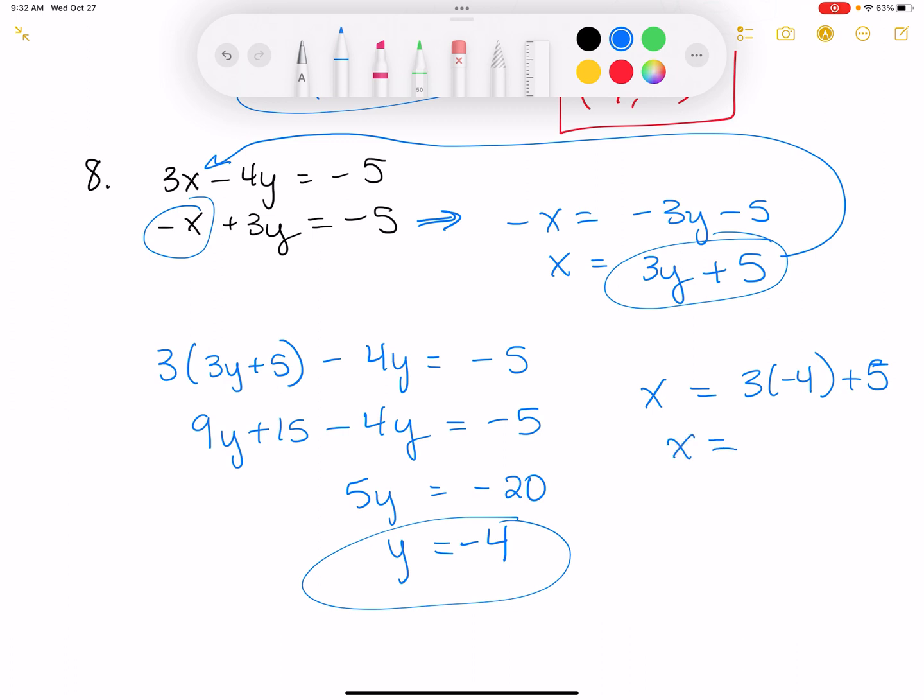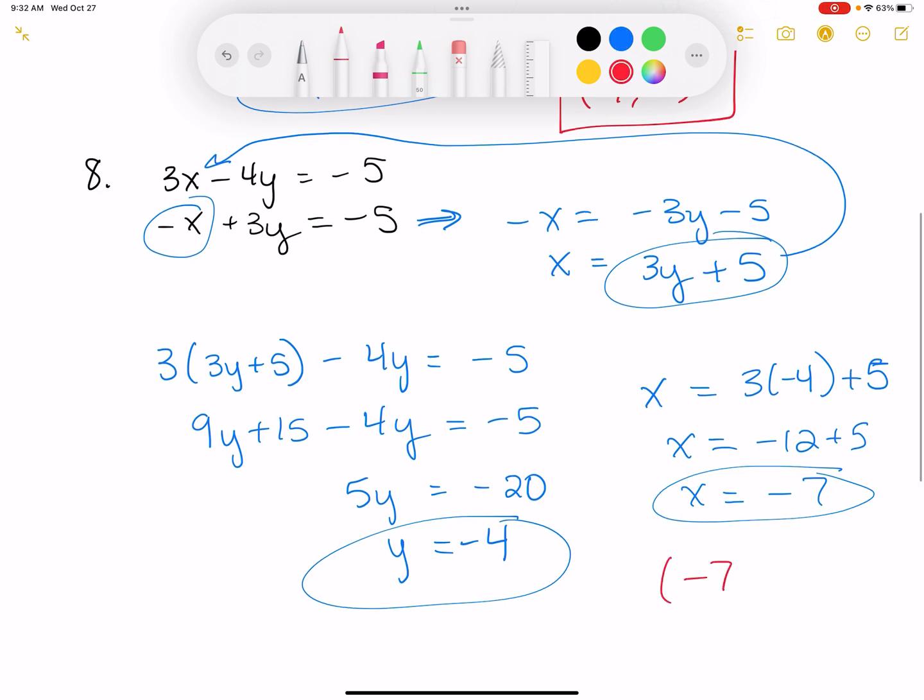So then x is equal to negative 12 plus 5. So x is equal to negative 7. And then we have our ordered pair, negative 7, negative 4. That's the solution.